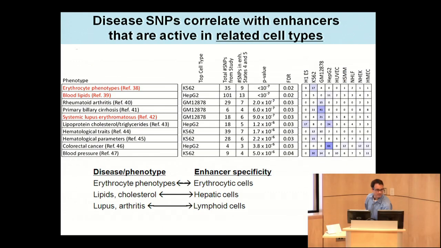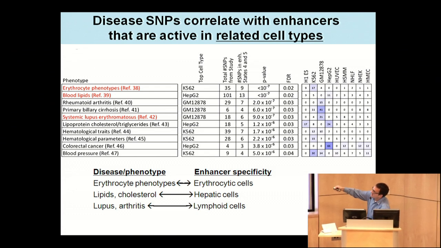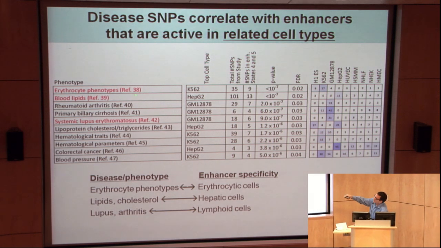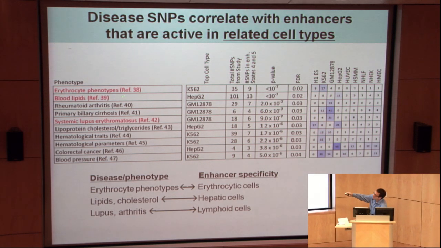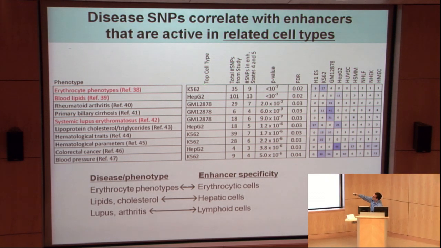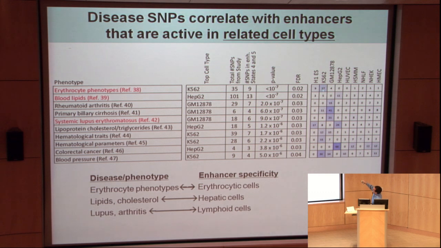But it goes even a little further than this, because now if you ask what the specific diseases are, and you zoom in on some of the specific data sets from the GWAS catalog, you see that there are specific associations between diseases and enhancers. So SNPs associated with erythrocytic phenotypes correlate to enhancers that are specifically active in erythrocytic leukemia cells, or K562 cells. So these SNPs are sitting in enhancers that are active in the right cell type.